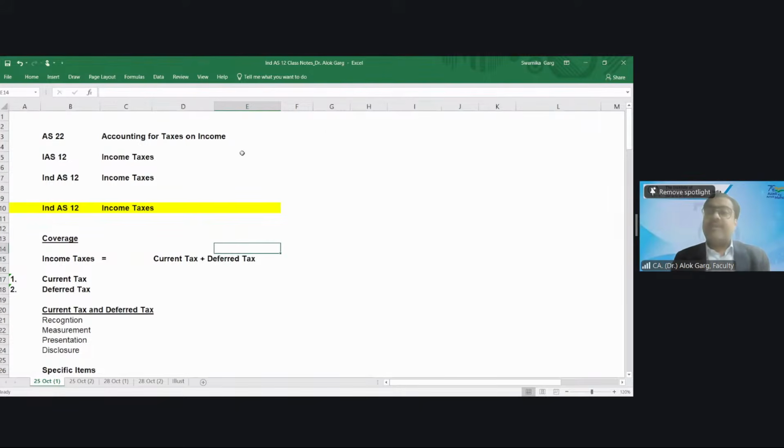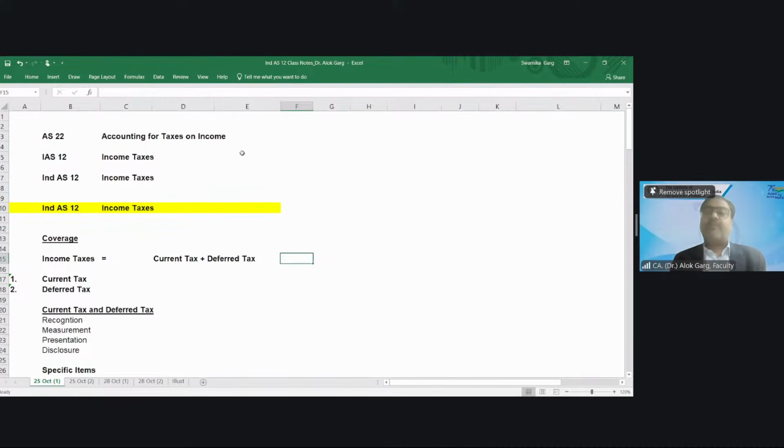Friends, income taxes, like you all have seen, in the statement of profit and loss. How is your statement of profit and loss structured? First of all, there is revenue, then other income, then there is total income. Then you have expenses, right? Employee benefit expenses, your finance cost, depreciation, amortization, other expenses. So you have the expenses. Then it will give you a profit before tax.